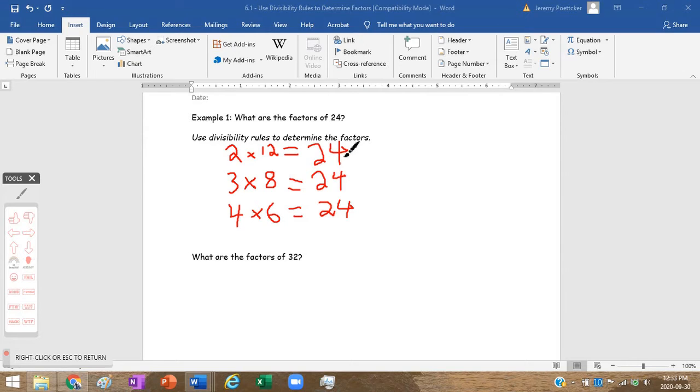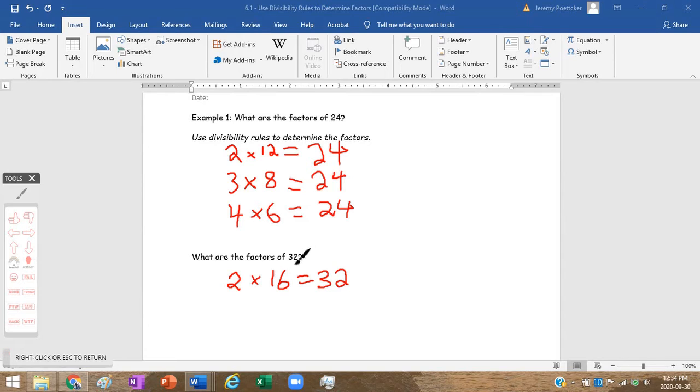All right, so let's move on and look at the factors of 32. So the first thing to look at, it's even. Hey, guess what? 2 is one of the factors of 32. Again, if we're not quite sure, 32 divided by 2 gives us 16. So 2 times 16 is 32. There's 2 of our factors.